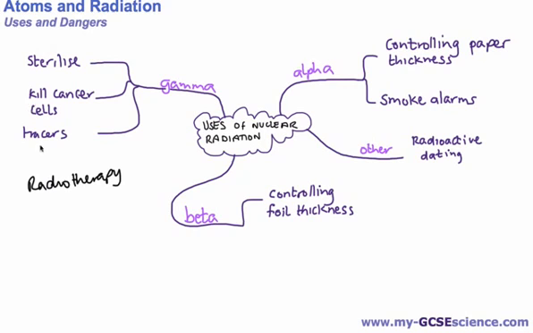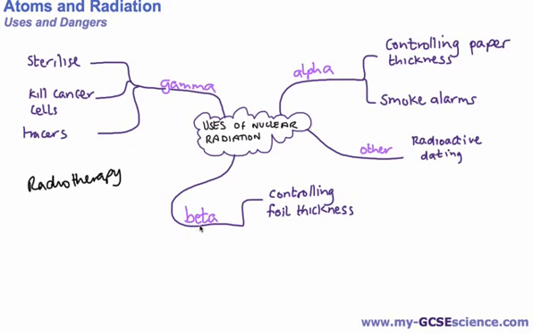It can also be used as what we call tracers, and we'll look at that in a bit more detail in a minute. Alpha particles can be used for controlling paper thickness, and they can be used in smoke alarms, and we'll look at those two in a moment. We have other uses of nuclear radiation, and that's radioactive dating. We can use the idea of half-lives to calculate the age of different materials.